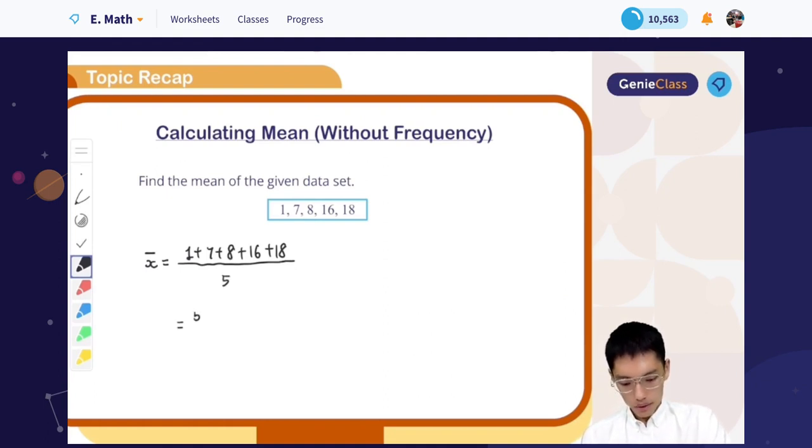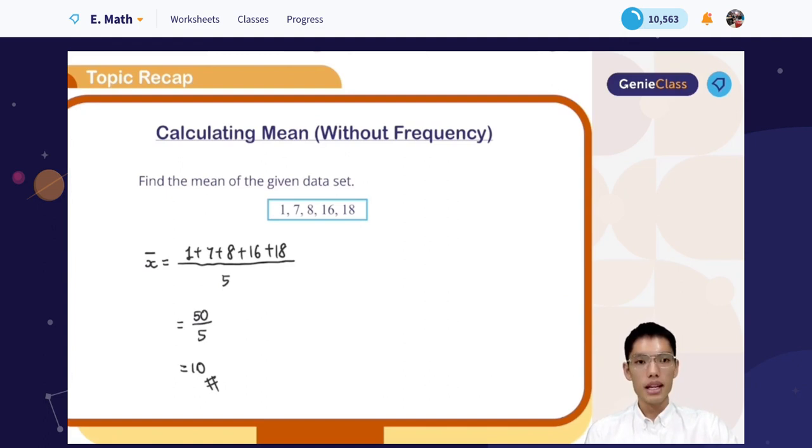And over here, 50 divided by 5, just sum them all up. And afterwards, you get 10. So this is how we calculate the mean, very straightforward. And in this case, is there a particular shortcut that's available in the calculator? Stay tuned as we go along the lesson. You will find out accordingly.